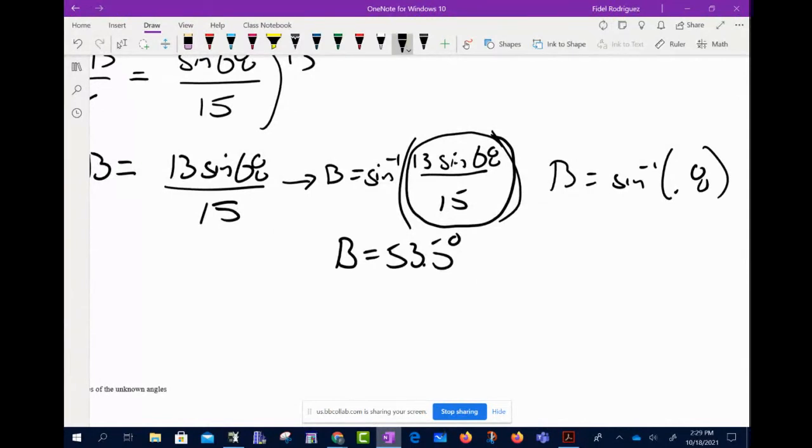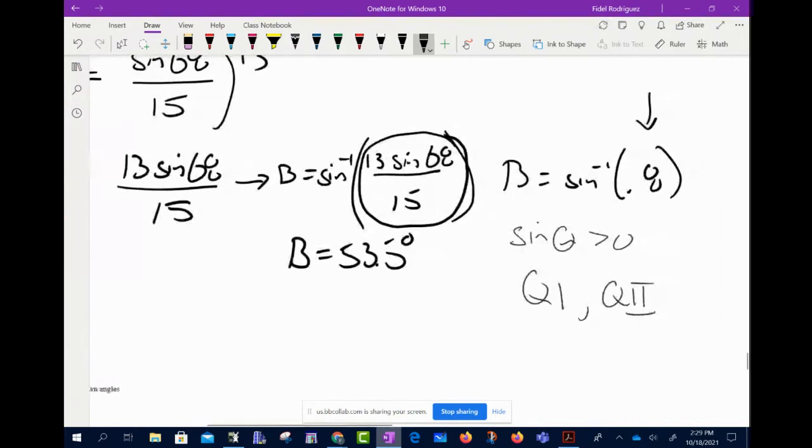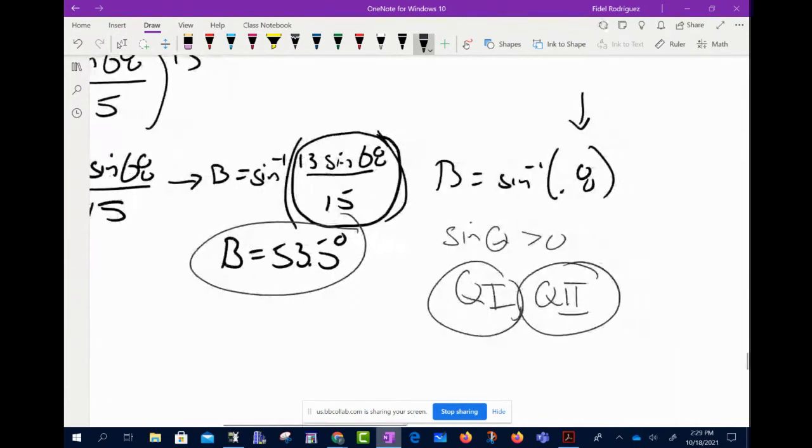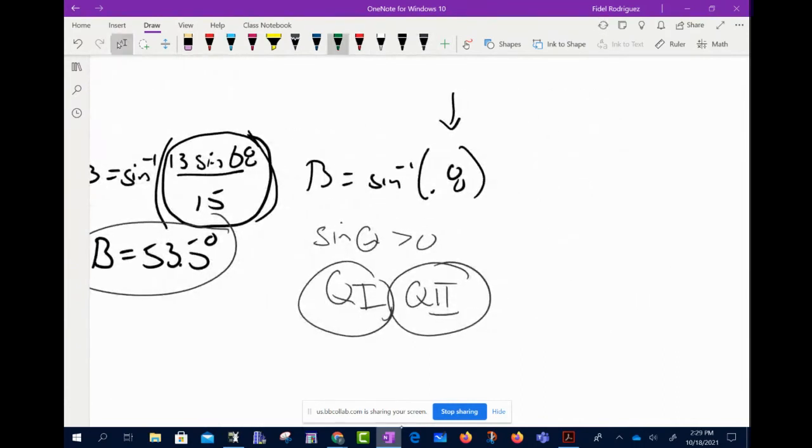Y'all, think about the sine function. This number here is positive. When is sine positive? Sine is positive in both quadrants 1 and 2. So the sine of my angle is positive in quadrant 1 and in quadrant 2. We know that this angle here is in quadrant 1, but we are going to have another angle in quadrant 2. I want you to think about that for a second.